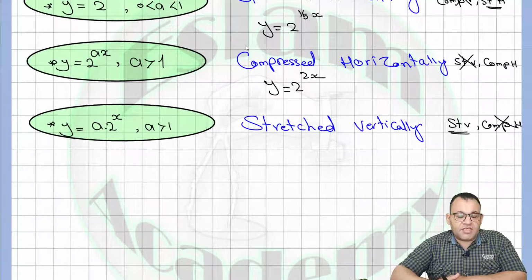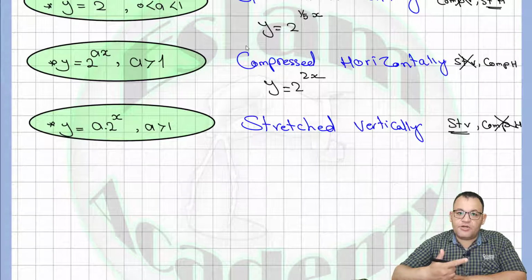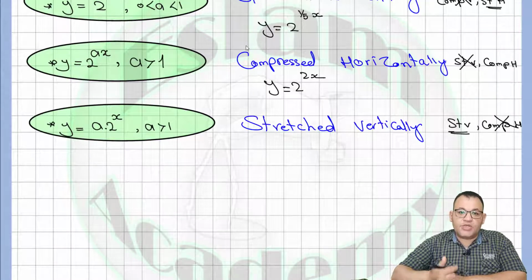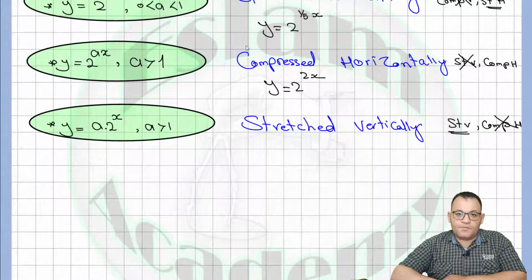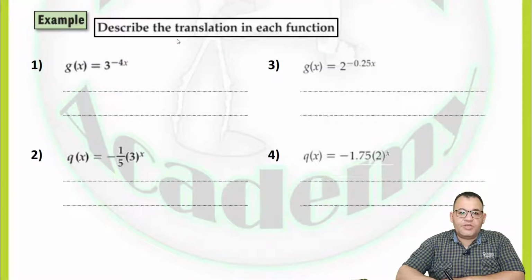So we can say the transformation again. We have translation, reflection, and dilation. Translation if we add or subtract to the parent function. Reflection if you multiply by -1. Dilation if you multiply by a number. So in this problem, we need to describe the transformation of each of the following.